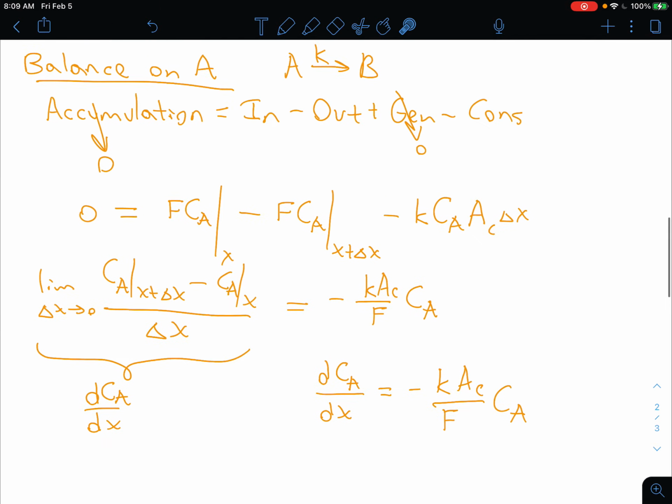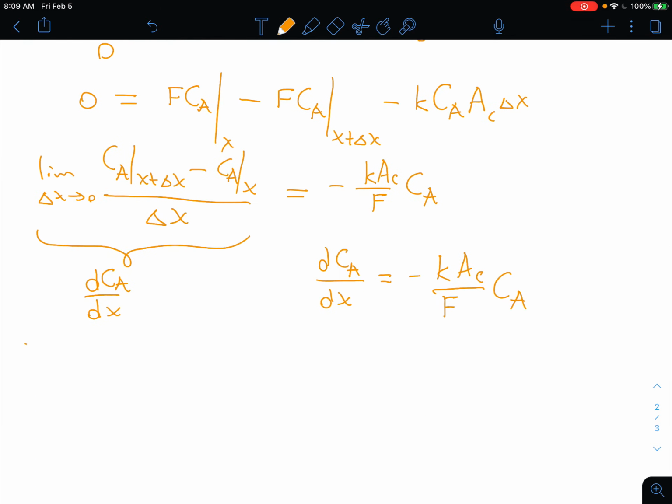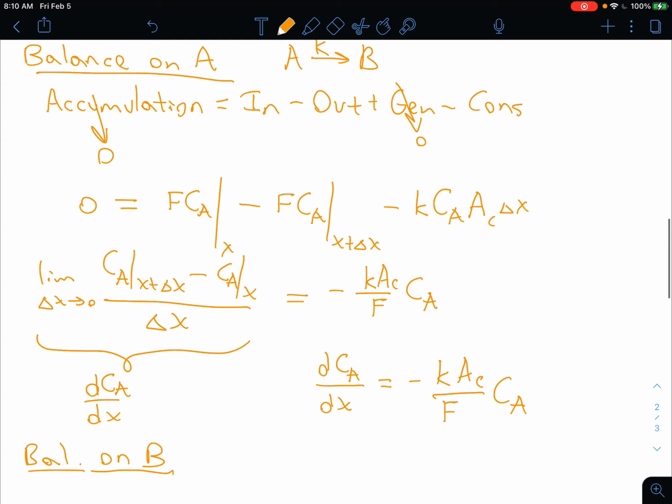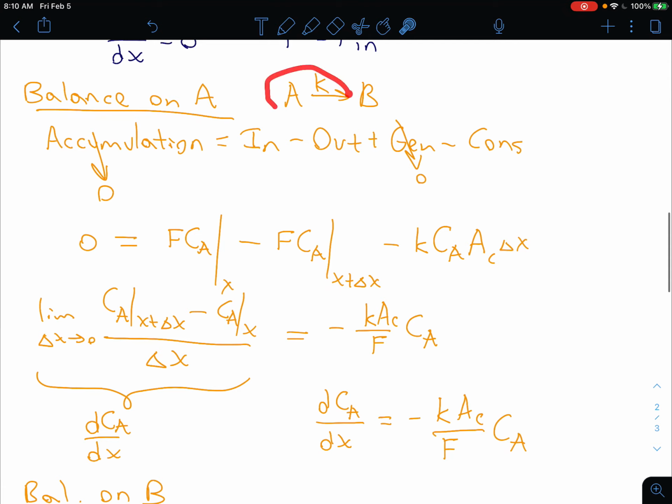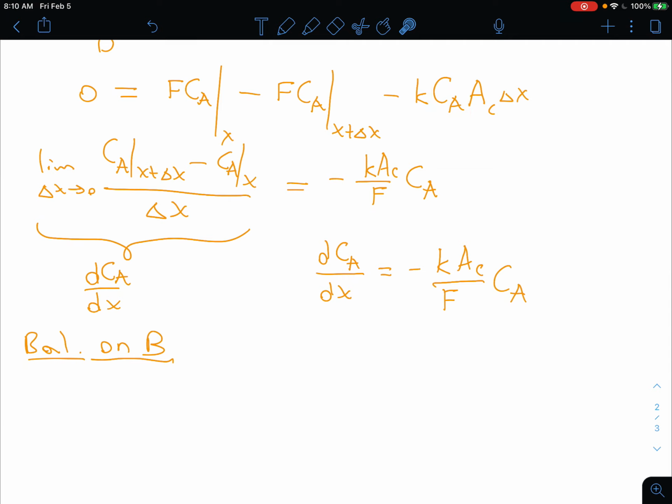So I'm not going to do the balance, well, maybe, never mind. I will do the balance on B. I'm going to abbreviate balance so I don't have to remember how to spell it. So it's going to look exactly the same as the balance on A. The accumulation is 0. This is going to be FCB instead of FCA. This is going to be FCB instead of FCA. But the rate of consumption is going to be KCA, because remember that this reaction rate, which consumes A, also produces B, and the rate of reaction depends on CA, not CB. So in fact, I'm glad I'm doing this. Okay, so accumulation is 0.